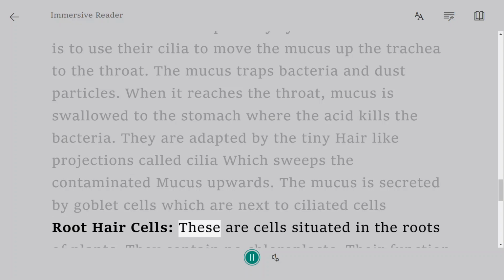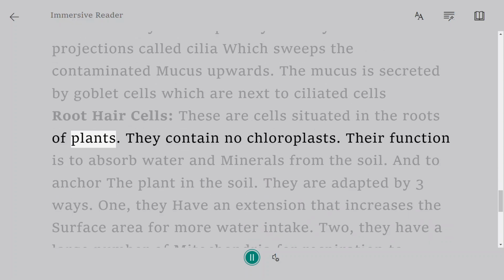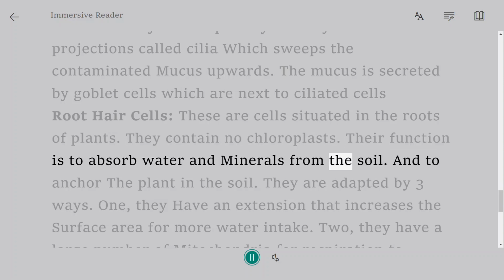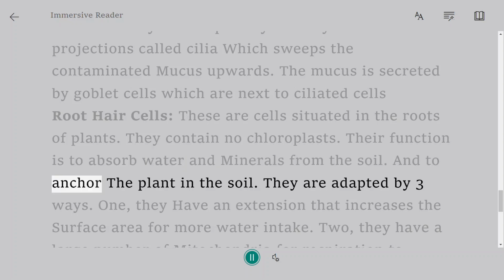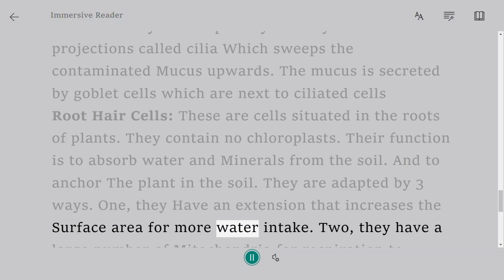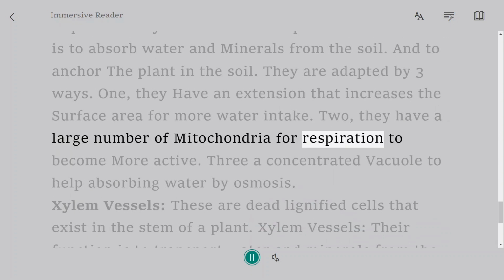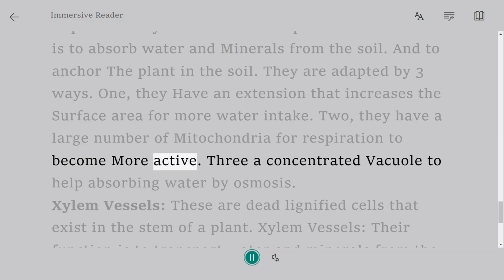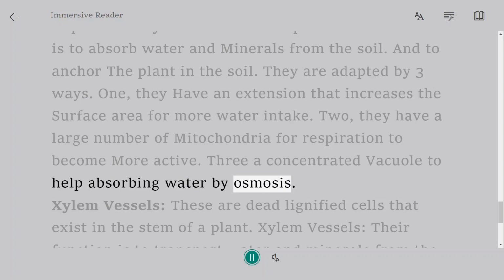Root hair cells. These are cells situated in the roots of plants. They contain no chloroplasts. Their function is to absorb water and minerals from the soil, and to anchor the plant in the soil. They are adapted in 3 ways. 1. They have an extension that increases the surface area for more water intake. 2. They have a large number of mitochondria for respiration to become more active. 3. A concentrated vacuole to help absorb water by osmosis.